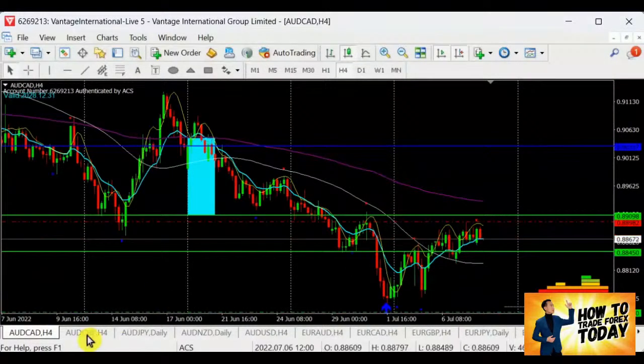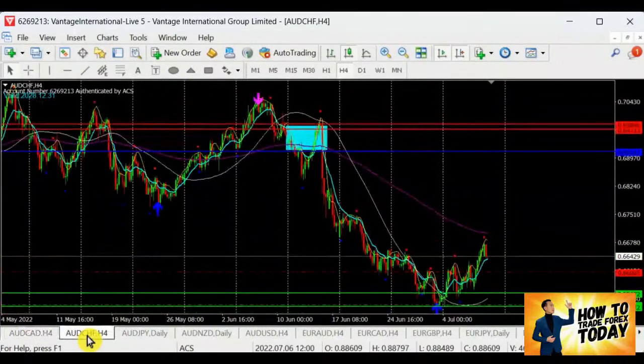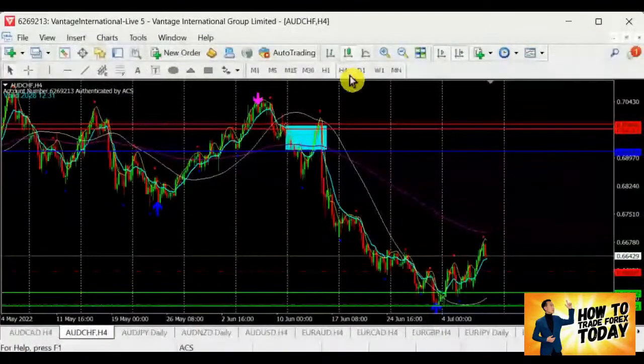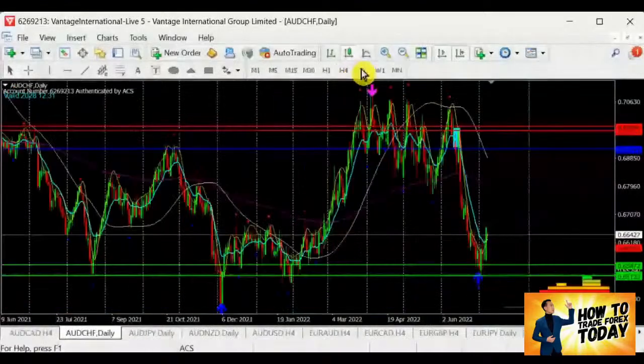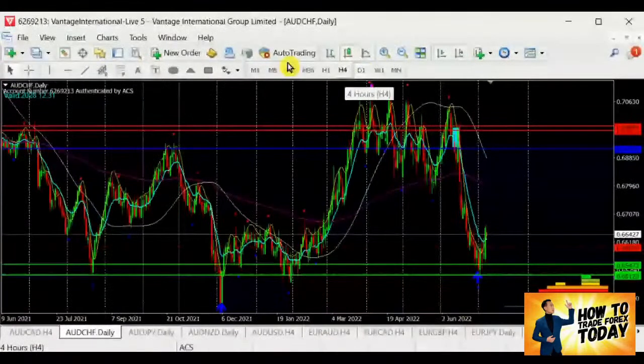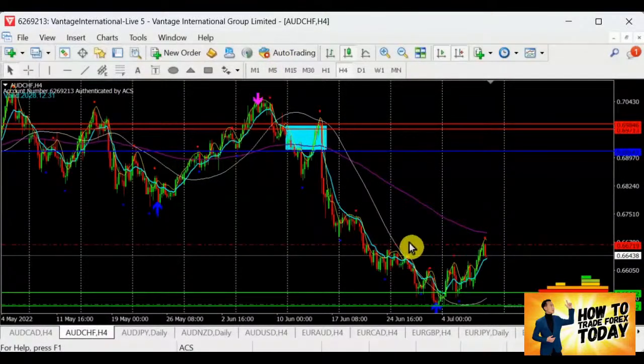All right, so Aussie franc. Let's go with Aussie franc. What do we have? We are in the bear. However, the retracement yesterday had a very big pullback, and today it looks like we have a chance to sell off. But then again, let's check where the resistance is. It seems like the resistance over here has been tested.